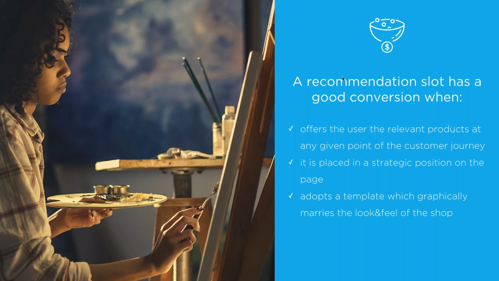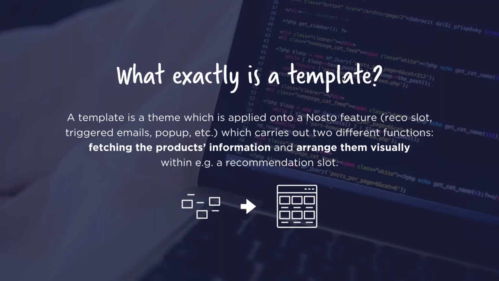Because should the recommendation slot have a template which doesn't respect the graphic of the shop, it may look a little bit off from the style of the website, and so it matters for conversion, and probably the user doesn't tend to click on it because it looks like something which is not integrated. So now the real question is, now that we talk about all the slots and how they look for the end user, what exactly is a template?